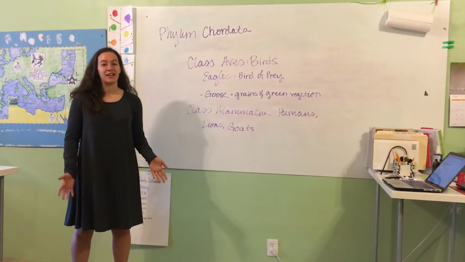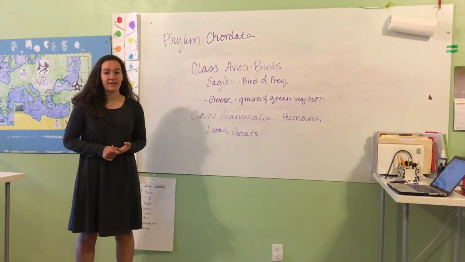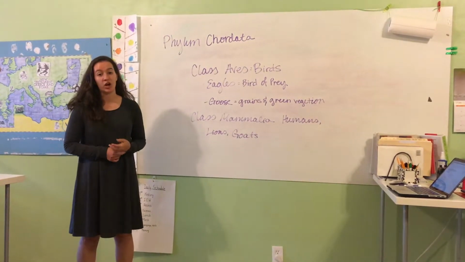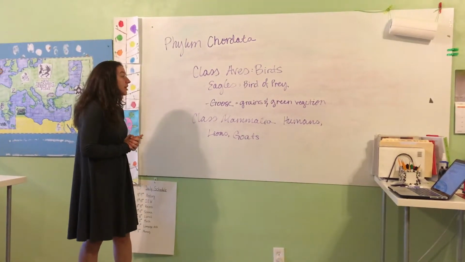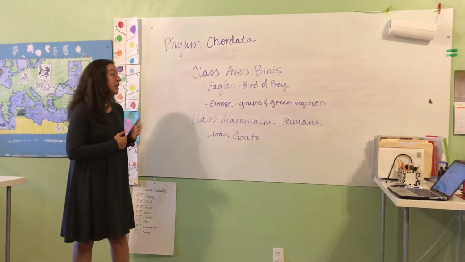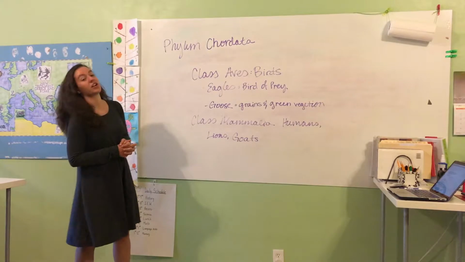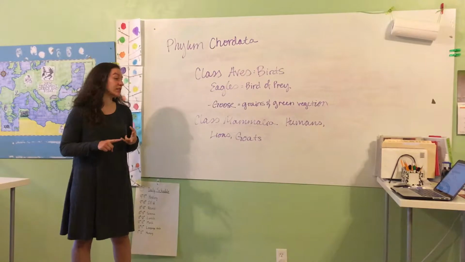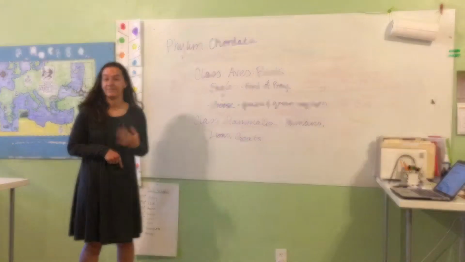The last two classes under the phylum Chordata are our class Aves and our class Mammalia. Two examples under our Aves, which are our birds, are our eagles, which are in the group birds of prey. They are carnivores. They eat fish and other small animals. And then our second example is our goose, like Gilbert, who lives at Hardin-Simmons. He eats mostly grains and green vegetation. Our very last class is our class Mammalia. Three examples underneath Mammalia are humans, which are omnivores, lions, which are carnivores, and goats, which are herbivores.